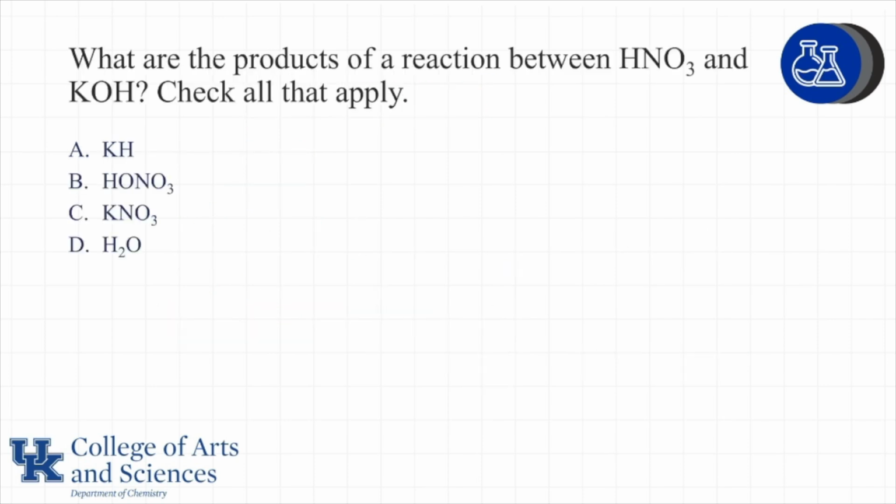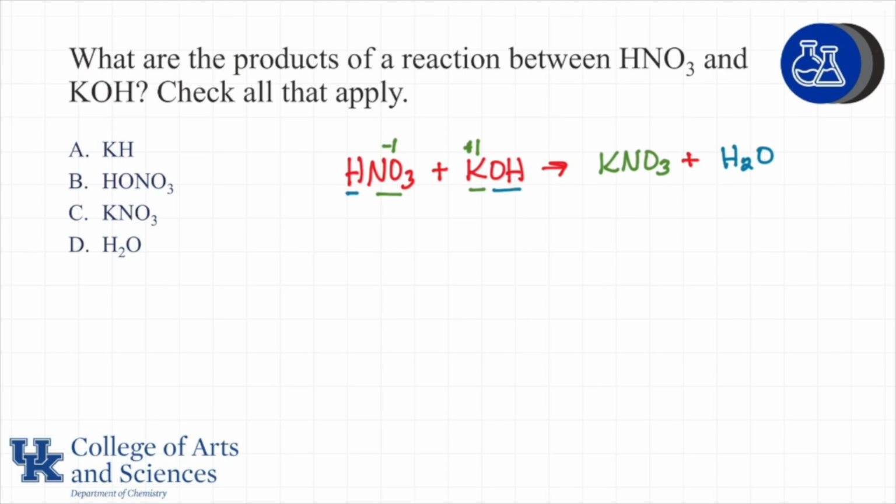What are the products of a reaction between HNO3 and KOH? With HNO3 and KOH, we're going to see that the K and the NO3 are going to come together. We need a cation and an anion. We see that they have +1 and -1 charges, so the formula will be KNO3. Whenever we have an acid and a base, we always get a salt, which we've determined the formula for, and then we will have water as our other product. So C and D are the correct answers.